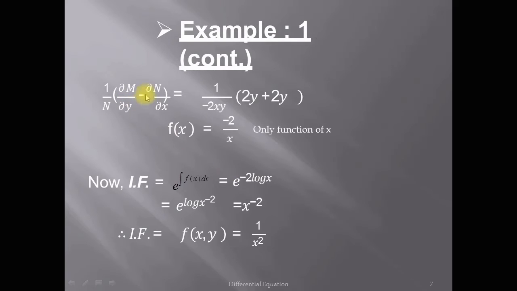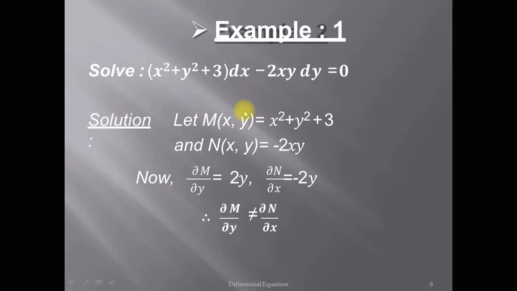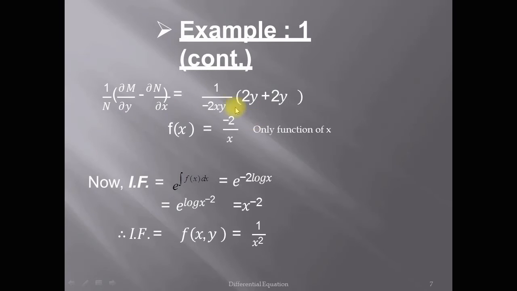Partial m by partial y minus partial n by partial x. Partial m by partial y is equal to 2y, and partial n by partial x is equal to minus 2y. So minus of minus becomes plus. Now this is equal to 4y, and the result of n is minus 2xy. So 1 over n means 1 over minus 2xy.